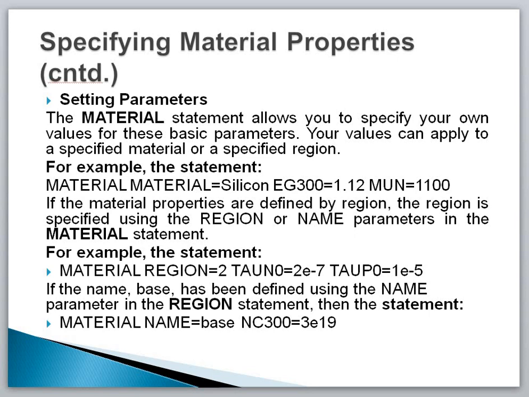You can define the material in three ways. First, you can define the material and change its properties. Second, you can define the region and apply some properties to the region also. And third, you can use any name as the base, for example, with different properties.